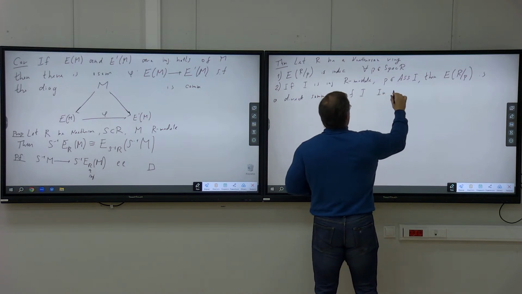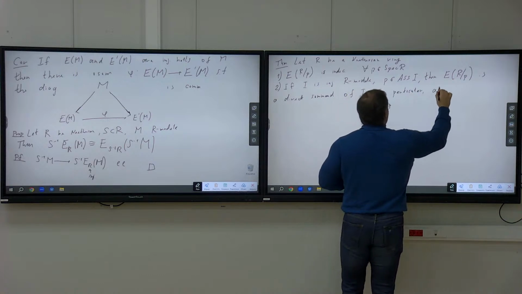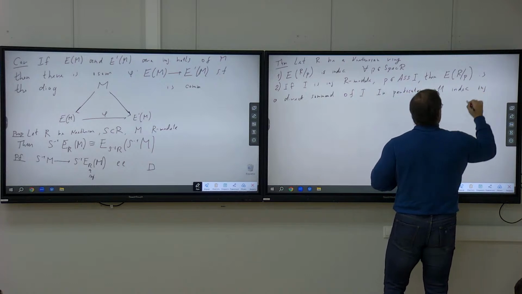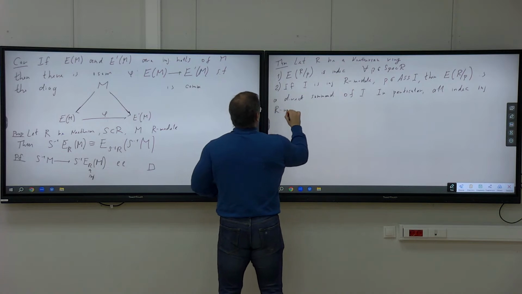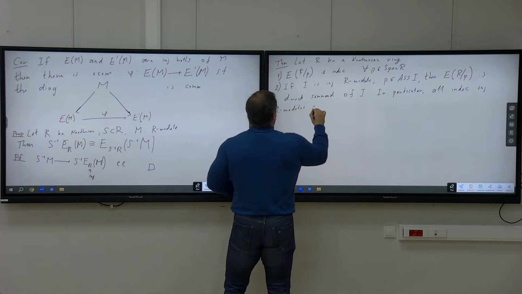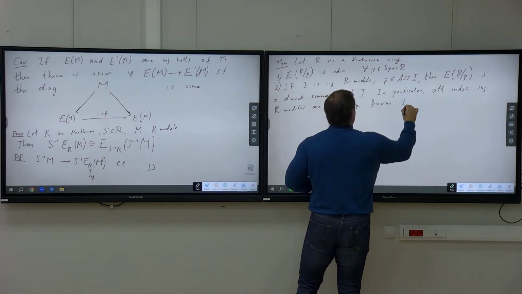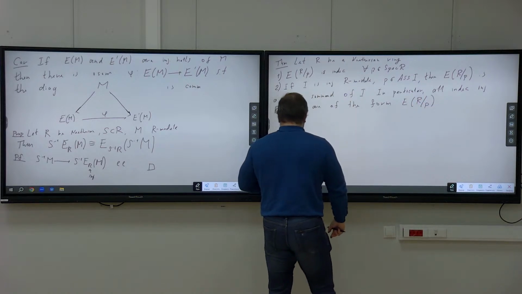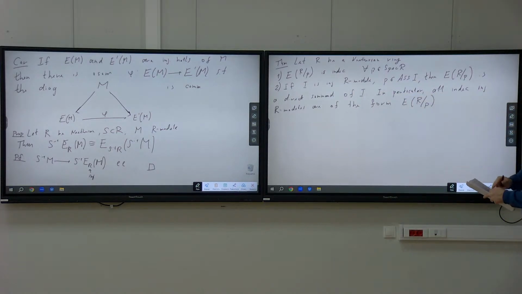So in particular, all indecomposable injectives are of the form injective hull of R modulo P. So this is the beginning of the structure theory for the injective modules of Noetherian rings.